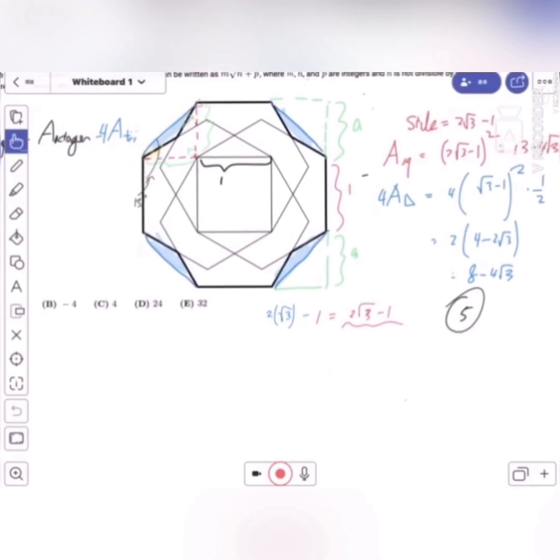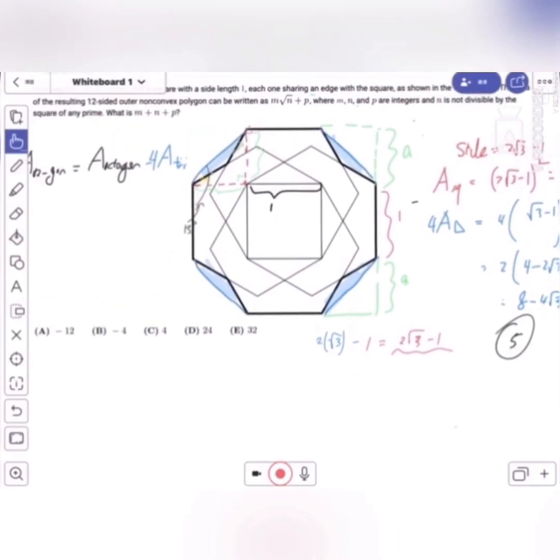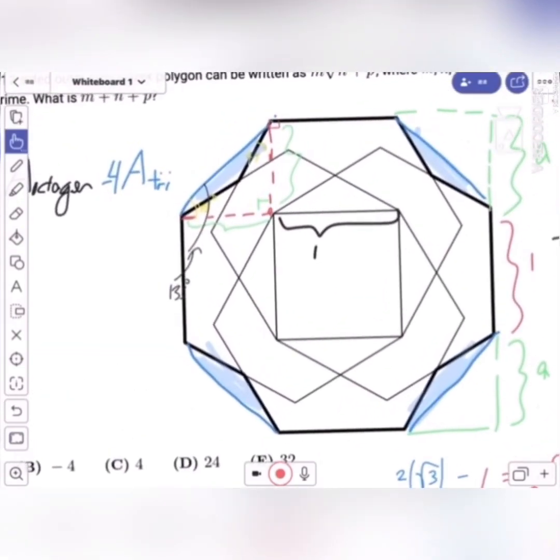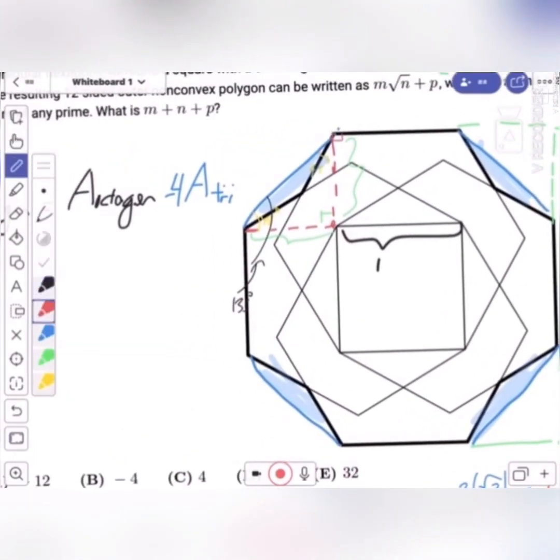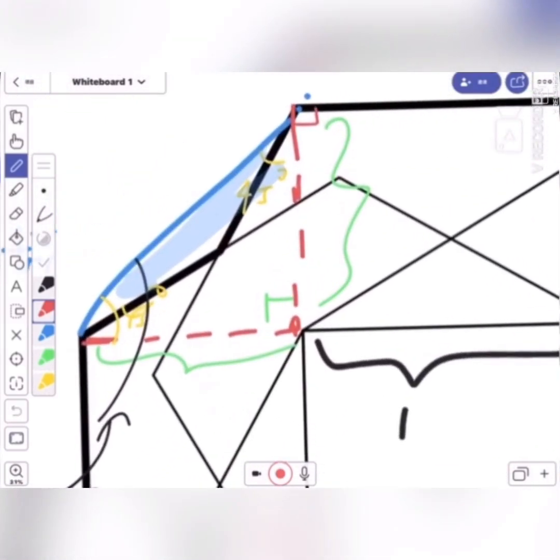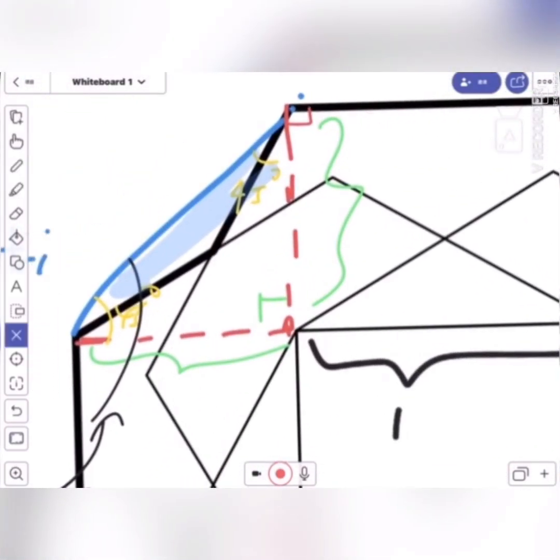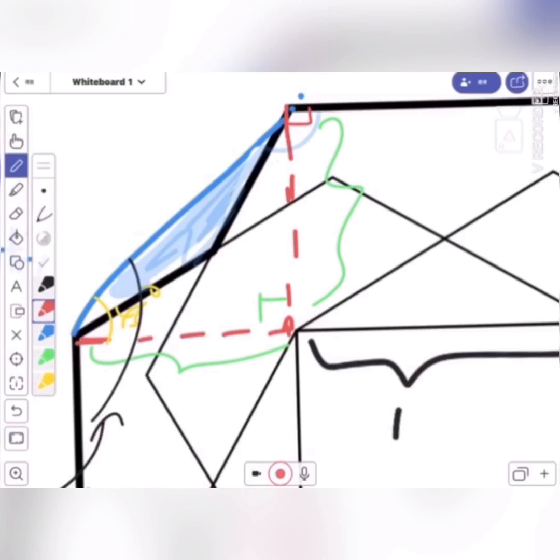Now let's work out the area of the little triangles. So here, I'm going to do a little bit of angle tracing. So let's look at this part here. If I can just erase this part. I'll do a little bit of angle tracing. So first, what is this angle? This angle is 120 degrees.